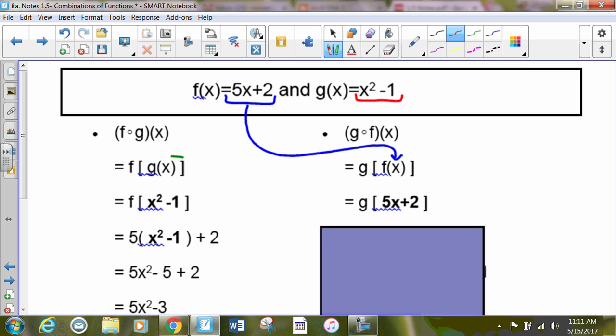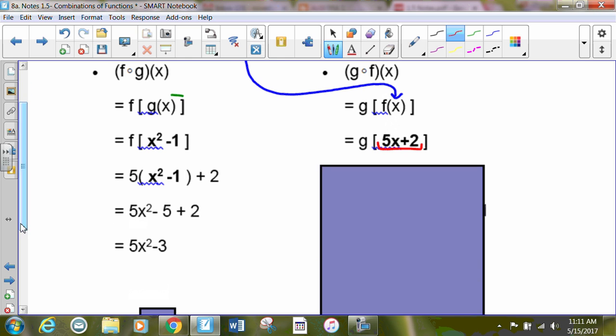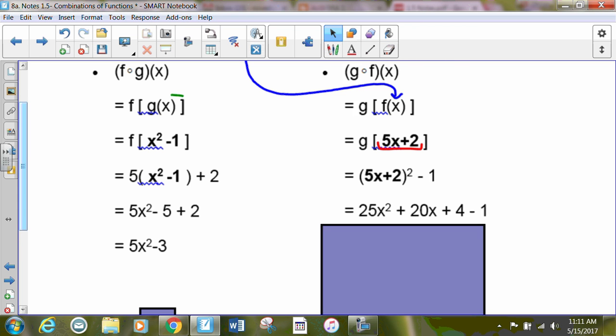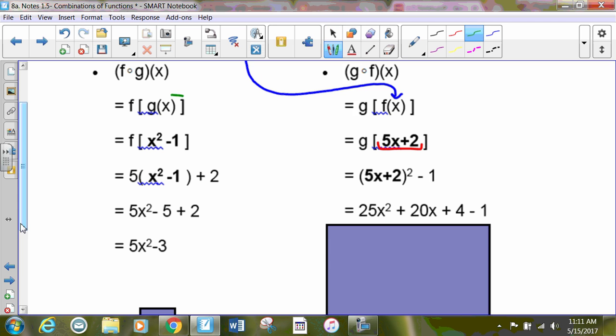So this time, see how we've got 5x plus 2? So instead of writing x squared minus 1, we're going to plug in 5x plus 2 in the x spot. So here we go. We're plugging in the 5x plus 2 in the x spot. And then we're going to expand 5x plus 2. So when we do 5x plus 2 times the quantity 5x plus 2, we get 25x squared plus 20x plus 4. And then we rewrite the minus 1 here.